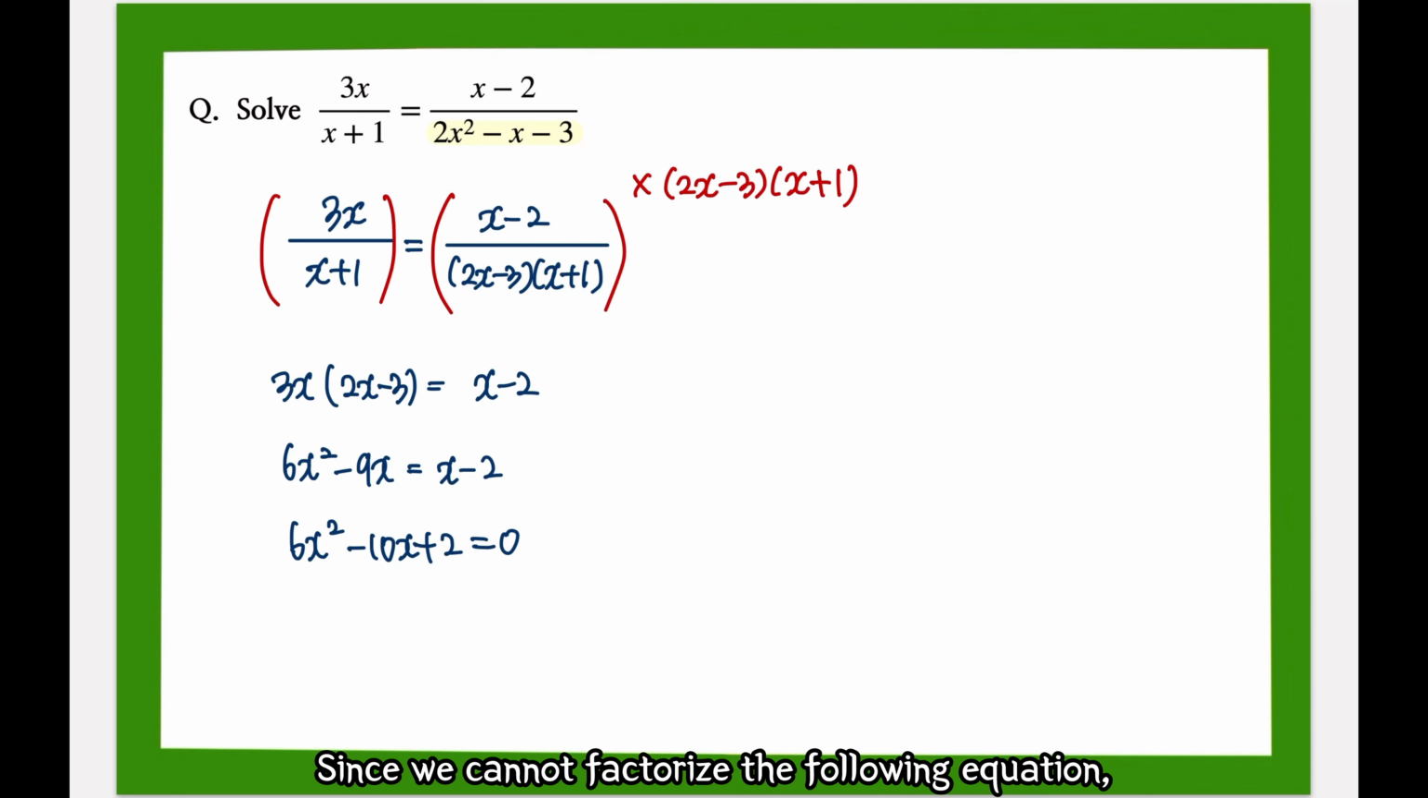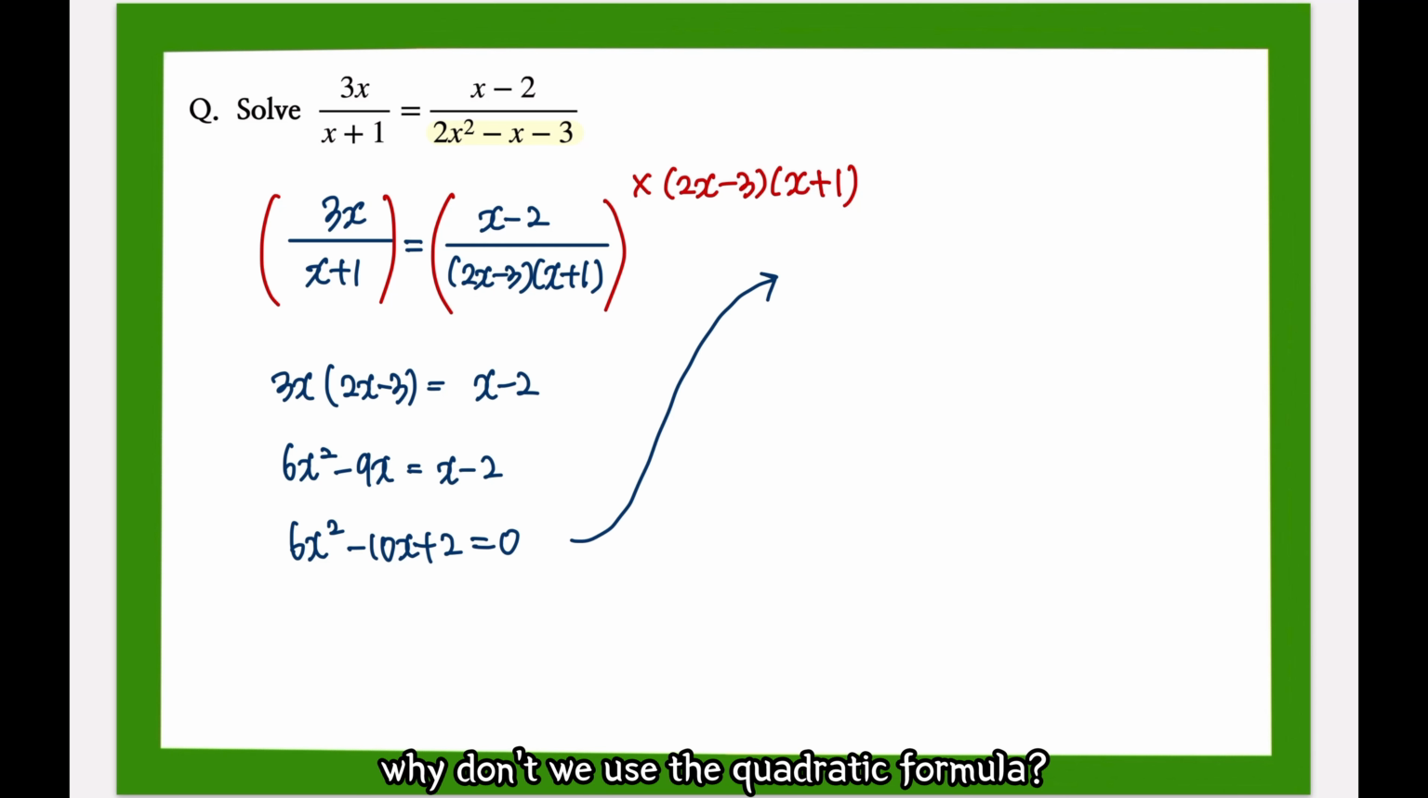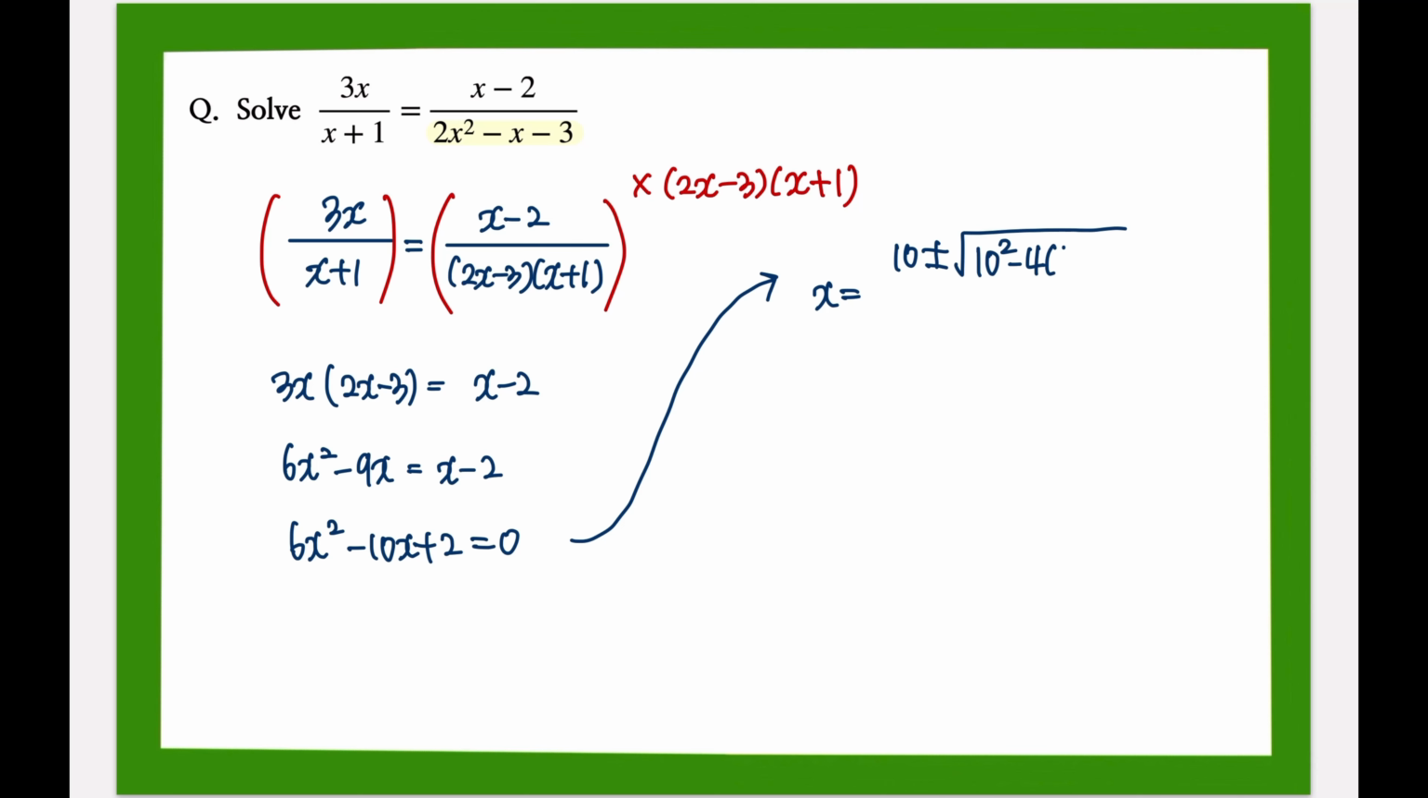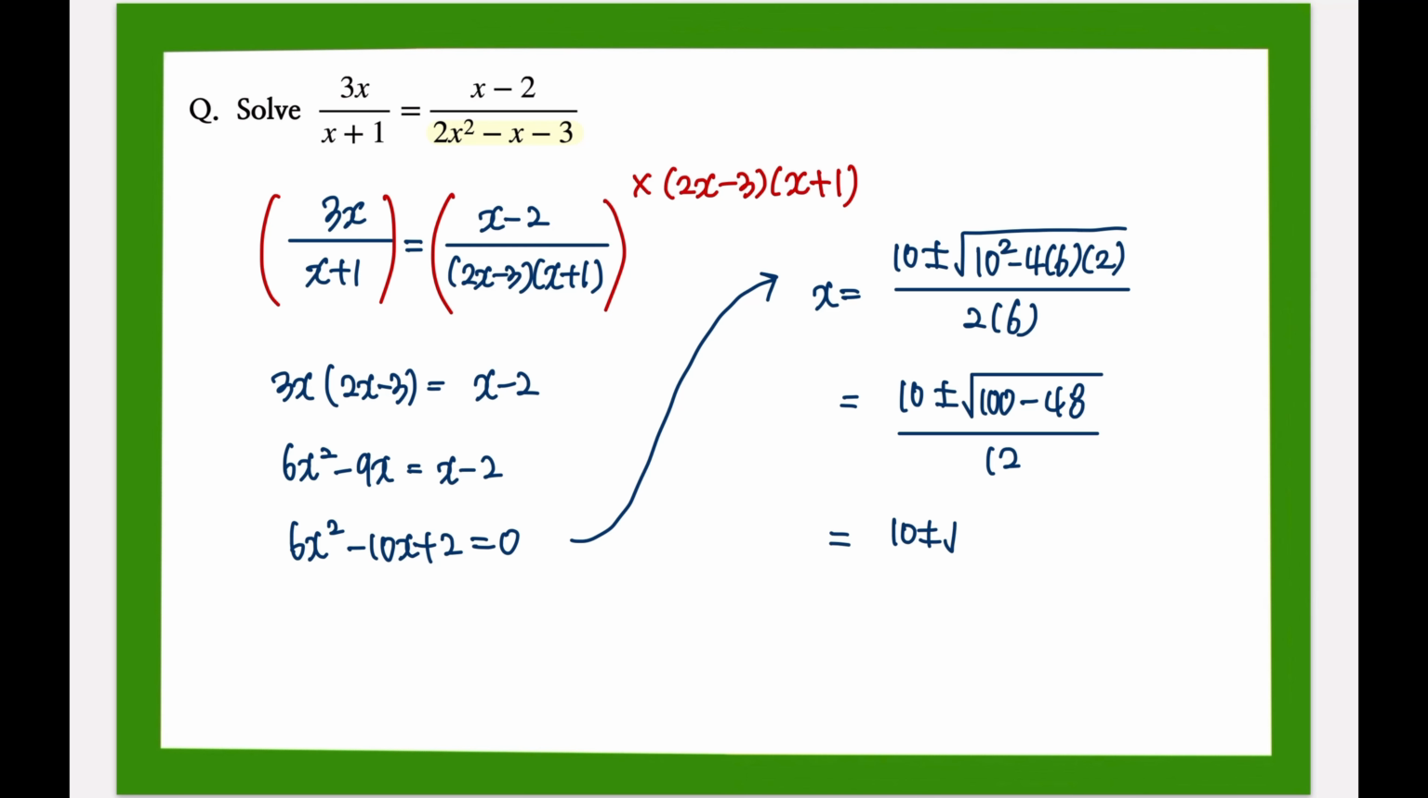Since we cannot factorize the equation, why don't we use the quadratic formula? So x equals 10 plus minus the root of (minus 10) squared minus 4 by 6 by 2, over 2 by 6. Simplify those, then we get 10 plus minus root of 100 minus 48 over 12. So simplify, then 10 plus minus root 52 over 12.